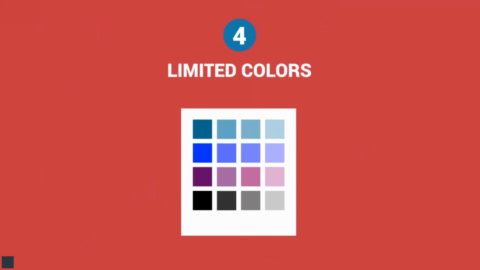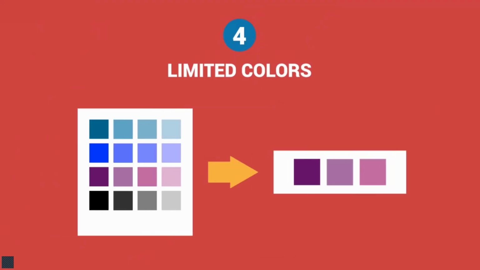Number 4, limited colors. Limit your color palette if you're trying to create an infographic which is visually appealing. As a general rule of thumb, use 3 main colors, with the lightest color forming the background and the darker 2 colors breaking up different sections. Too many clashing colors will give your audience a headache.